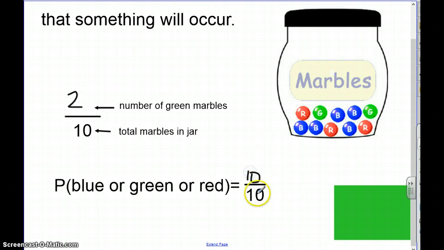So if you have the probability of 10 out of 10, or 10 tenths, then we call that being certain. I am certain that I am going to draw a green, a blue, or a red. So it is 100% going to happen. It is for sure, okay? So we can have certain probability, we can have impossible probability.